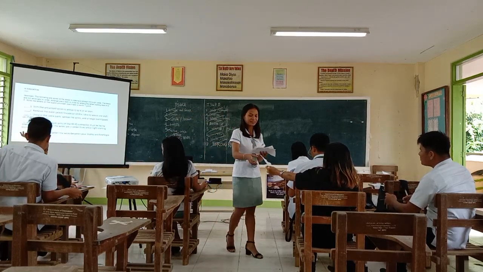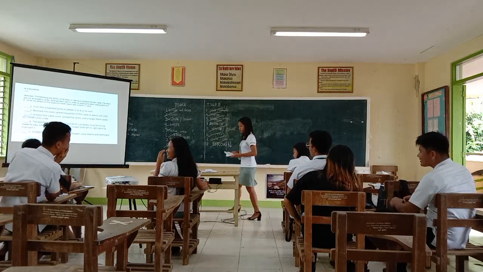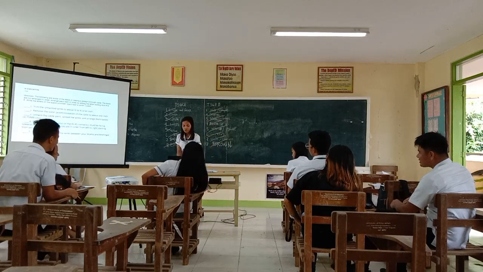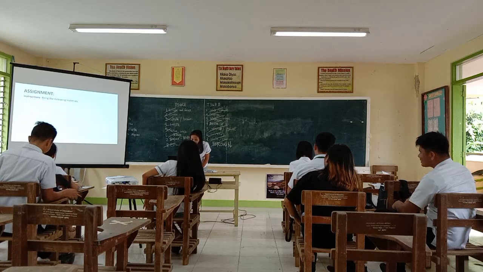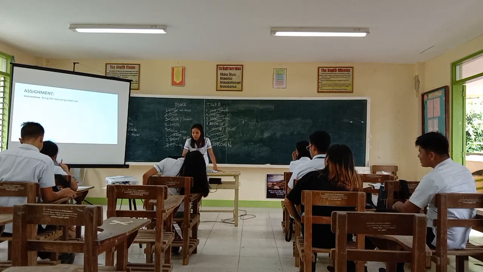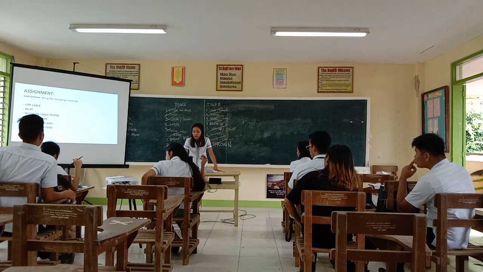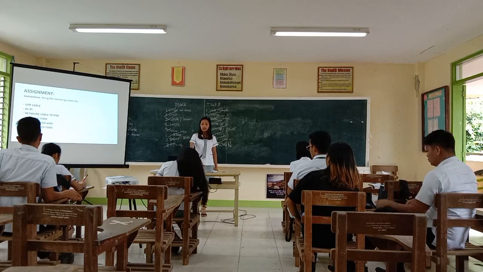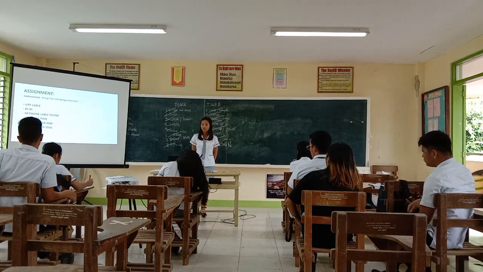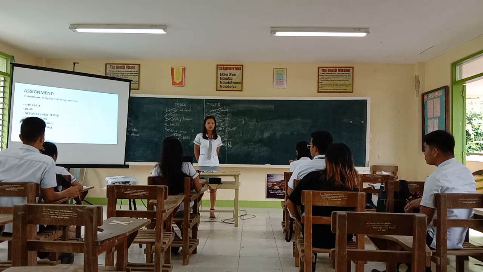Okay. Thank you. So, for your assignment, class, this is your assignment. Bring the following materials, okay? UTP cable, RJ45, network cable tester, crimping tool, wire stripper, and punch down tool. It should be complete, so that you can make a straight through cable.